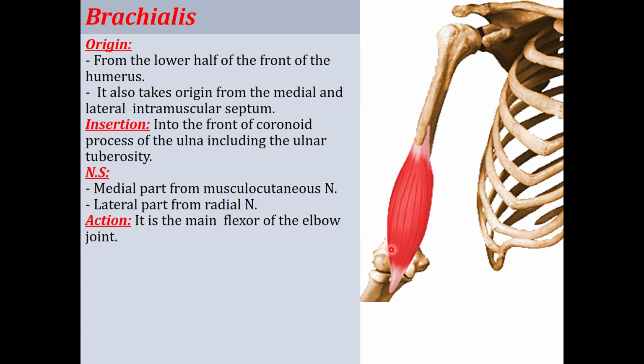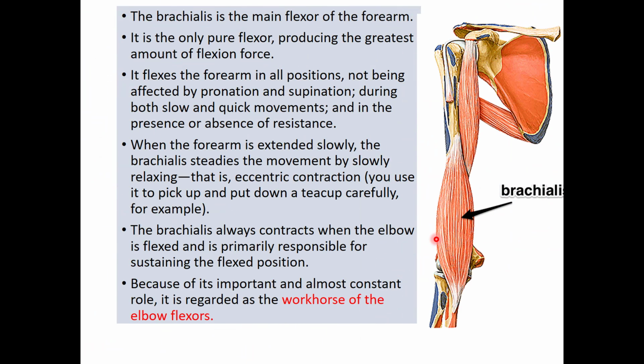Now the brachialis muscle is present in the lower part of the anterior compartment of the arm, or the front of the humerus. It takes origin from the medial and lateral intermuscular septum, and it is inserted in front of the coronoid process of the ulna and the tuberosity of the ulna. It is supplied by two nerves: the medial part by the musculocutaneous nerve and the lateral part by the radial nerve. It is the main flexor of the elbow joint.